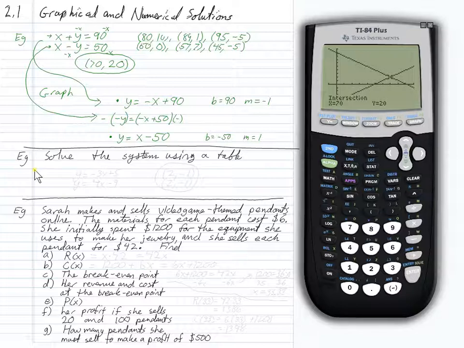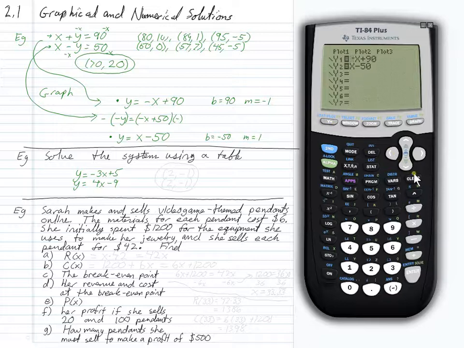This really only works in very special, nice systems. For instance, if we had the system y equals negative 3x plus 5, y equals 4x minus 9. Both of these equations we would like to solve simultaneously. So I will plug them both into my calculator. On the first line we'll do y equals negative 3x plus 5, and we don't have to do any work because both equations are already in slope-intercept form. On our second line, 4x minus 9.